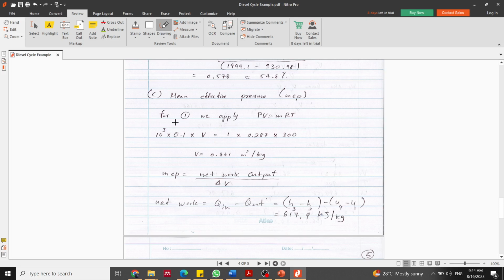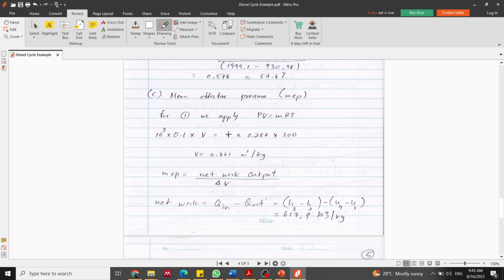Let's see, for point 1 we can apply the ideal gas law, PV equals to mRT. So P is known, it's given as 0.1 megapascal. The V is the one that we do not know, that means the volume. We can find out the VR value. The VR value is different. V means the actual volume, VR means a relative volume. So we can find the V value using this equation.